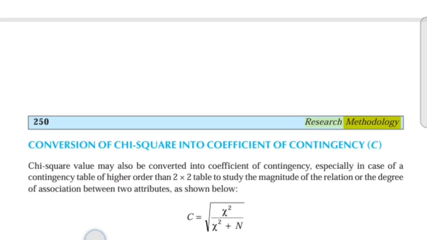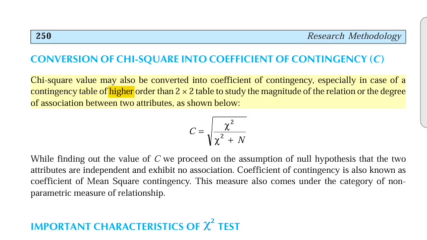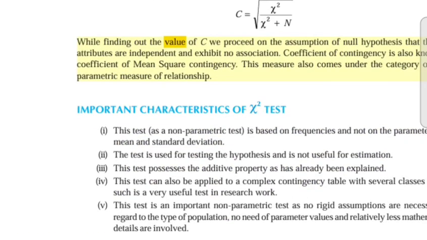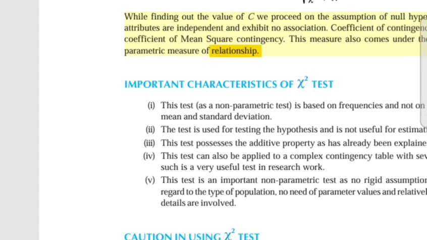Conversion of chi-square into coefficient of contingency. Chi-square value may also be converted into coefficient of contingency, C, especially in case of a contingency table of higher order than a 2 times 2 table, to study the magnitude of the relation or the degree of association between two attributes, as shown below: C equals the square root of Chi2 divided by N plus Chi2. While finding out the value of C, we proceed on the assumption of null hypothesis that the two attributes are independent and exhibit no association. Coefficient of contingency is also known as coefficient of mean square contingency. This measure also comes under the category of nonparametric measure of relationship.